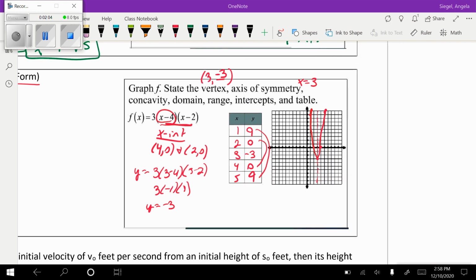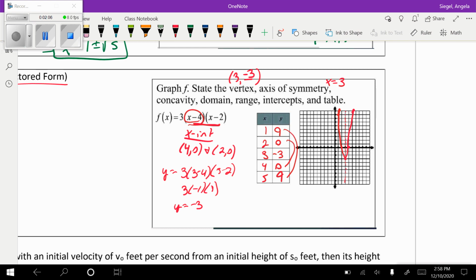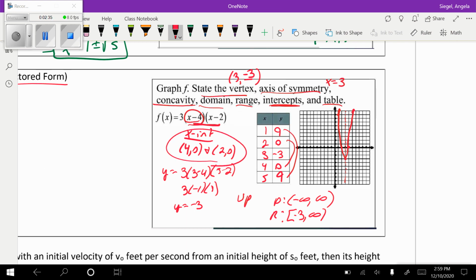All right, my graph looks really hideous, but I went ahead and just made the parabola. So we have the vertex, axis of symmetry, table. Okay, let's talk about concavity: it opens up. So my domain is not going to change, but my range is going to be the y value of my vertex, so -3 and then to infinity. So I've got my domain and range, and my x-intercepts I already found.